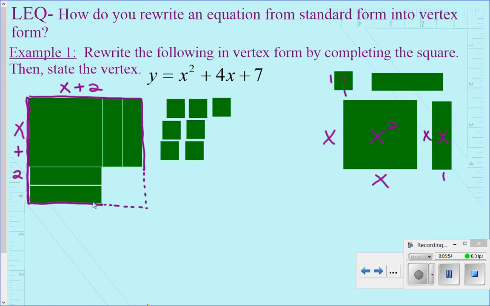Now, I still need to complete that square, though, so I need to take some of these 1 by 1 squares, and I need to fill them in to complete the square. So I'm going to do that.